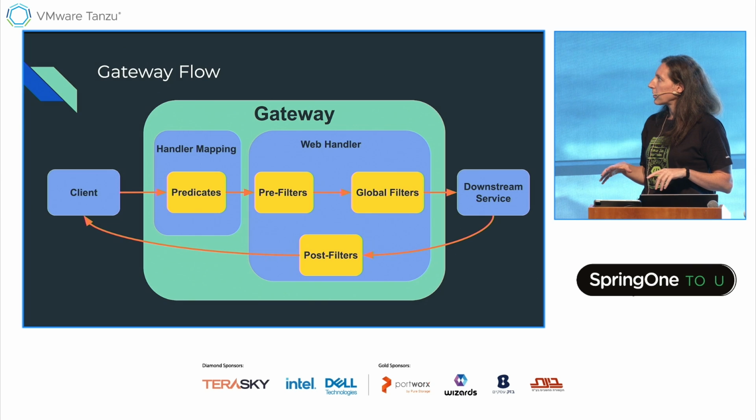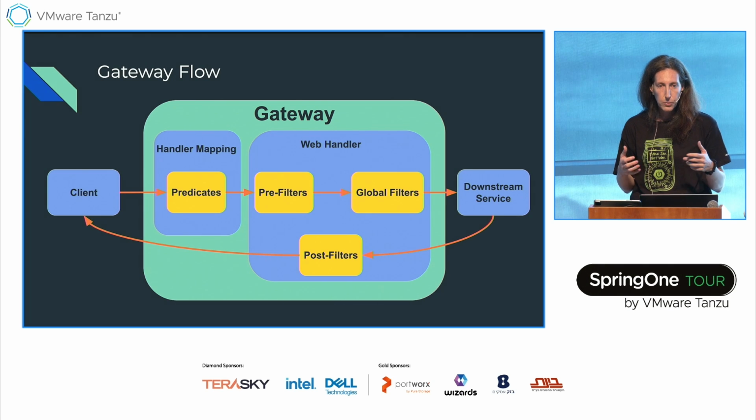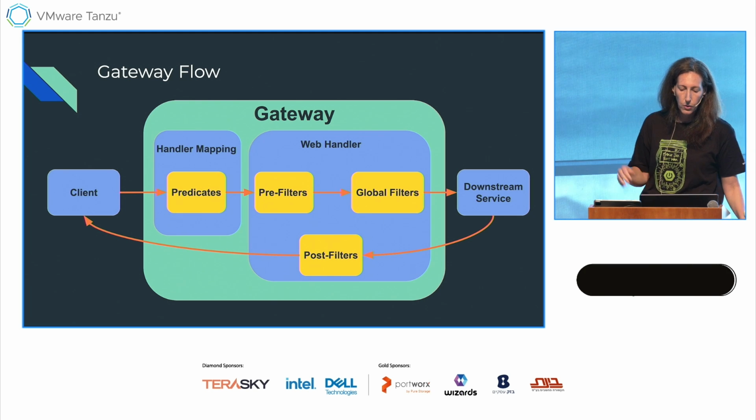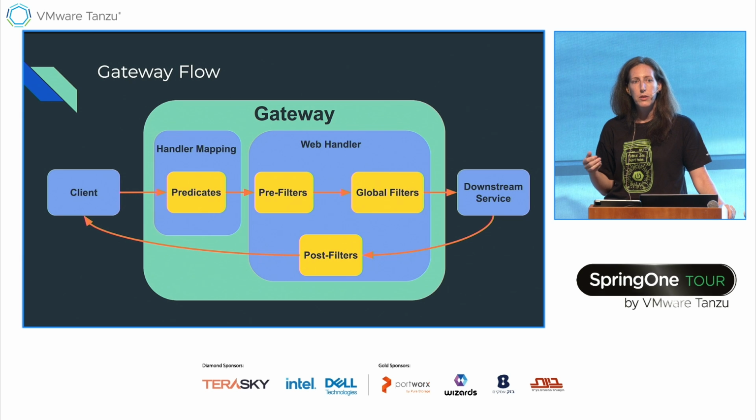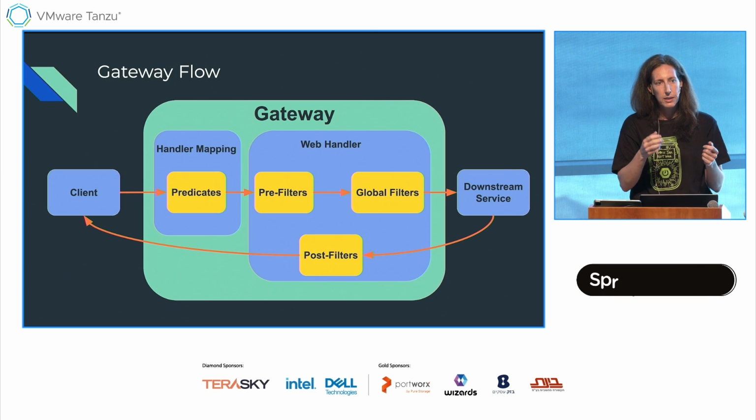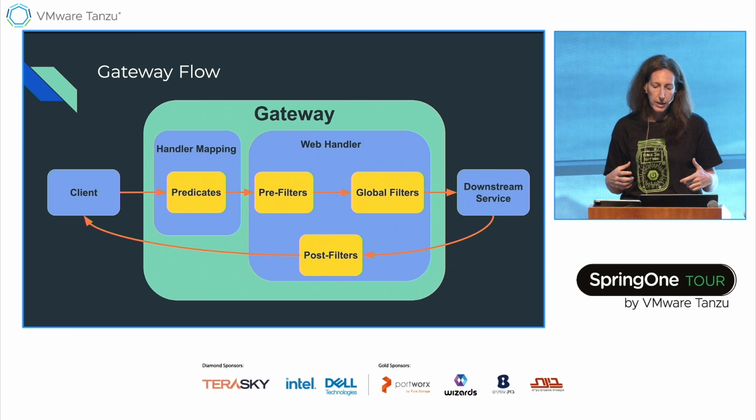And so this is the model of how it's constructed. These are the primitives that you're going to be working with if you are configuring a gateway for yourself. As a request comes in from a client, first it goes through some handler mapping using things called predicates, which help you say, well, these requests, I want to handle them in this way, and these other requests, I need to handle them in this other way. So you can define different paths for different kinds of requests, and you set up those rules using predicates.